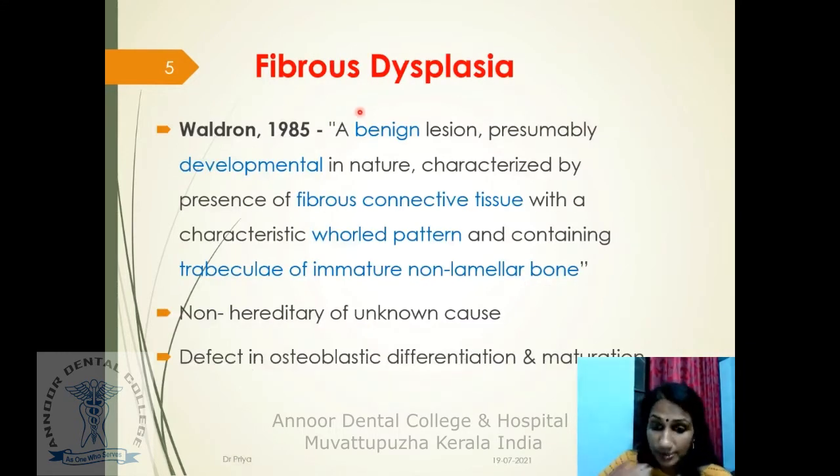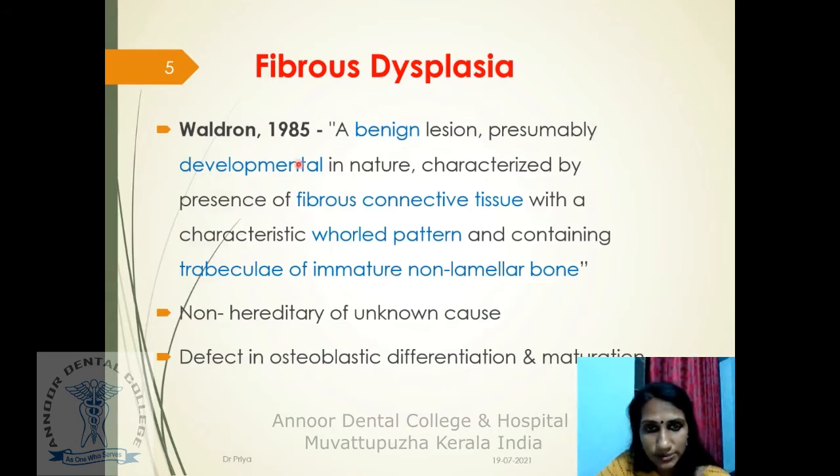We'll move on to fibrous dysplasia. So the definition of fibrous dysplasia basically is a benign lesion. It's a benign disease, basically developmental in nature, characterized by the presence of fibrous connective tissue with a characteristic whorled pattern and containing trabeculae of immature non-lamellar bone. So this is what you're going to see in fibrous dysplasia.